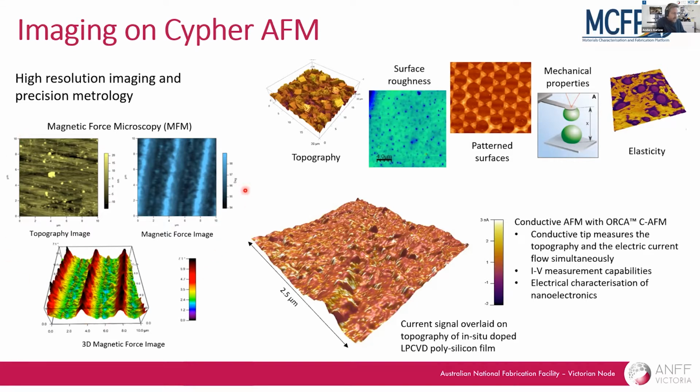And some recent work here highlighting something else that our Cypher can do, which is conductive AFM as well. So again, taking that very, very high resolution topographic image, but now looking at the current that can flow through your cantilever and through your tip and overlaying that with your topography. So what we have here is a doped polysilicon film, 2.5 micron square image here, and the scale is in nanoamps. And this is showing you where there are very nanoscale domains of increased conductivity within this surface as well. So this allows you electrical characterization on the nanoscale.